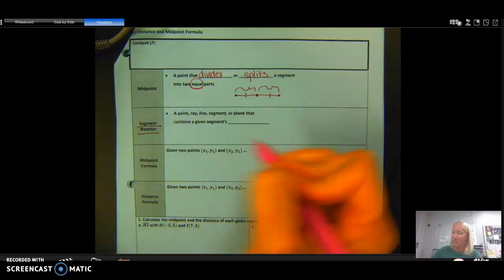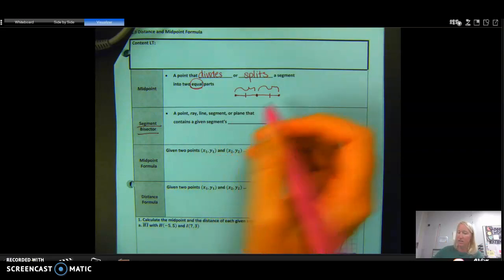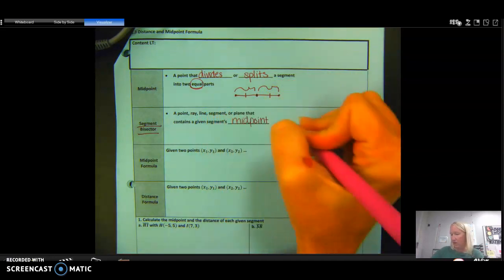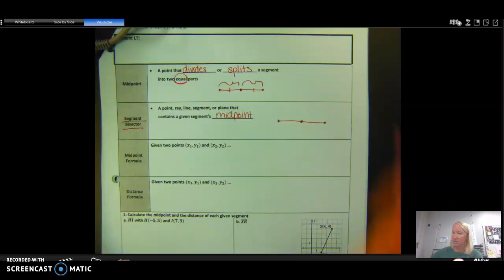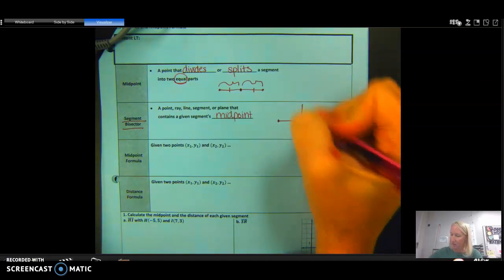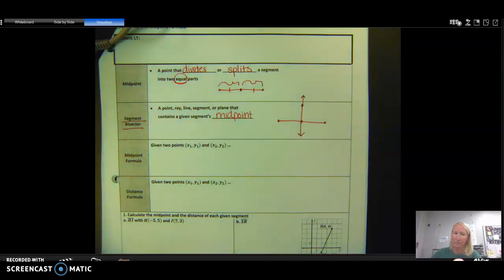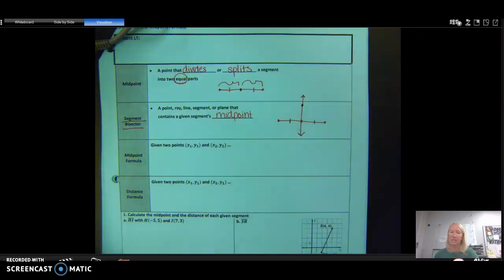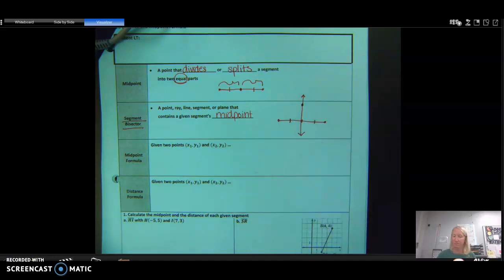Segment bisector is a point, line, ray, segment, or plane that contains the given segment's midpoint. So let's say I have a segment. We know that this point is a bisector, so we have a segment bisector. Maybe that bisector ends up being a ray. Or maybe the bisector ends up being a line. Or maybe that's really a plane. Or maybe it's just a point. But it's something that's going to bisect this segment, okay? So it's something that goes through the midpoint on the segment.